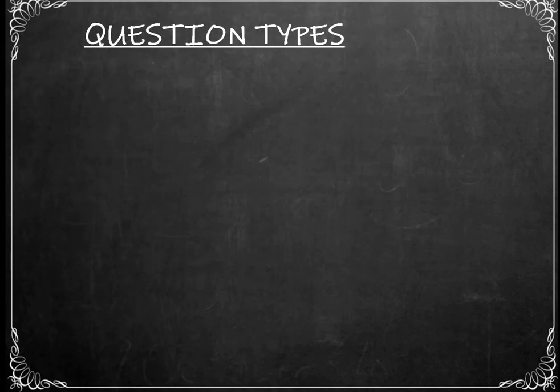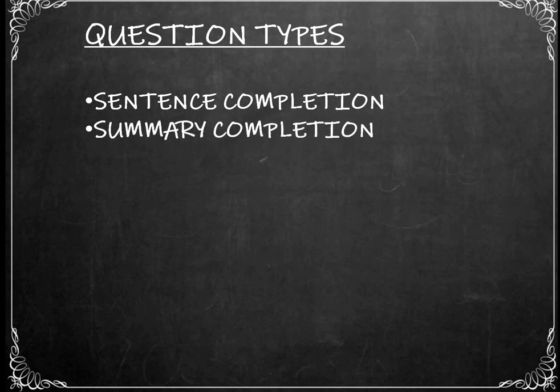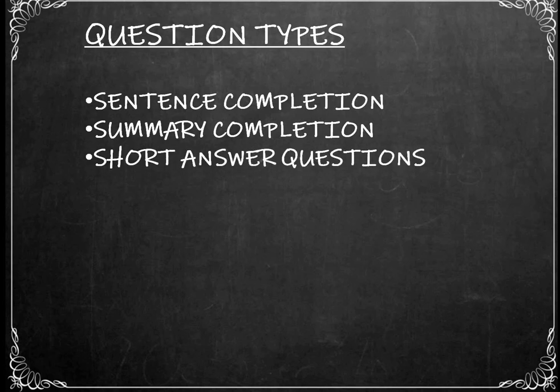What are the question types? Sentence completion. You'll be given a sentence, also called fill in the blanks, and you would have to fill in the appropriate word or words in the accurate grammatical form. Summary completion will be there, where you need to do the same thing, but you'll be filling in more number of words or numbers. Short answer questions, when you'll be having to write 1 or 2 or more words.